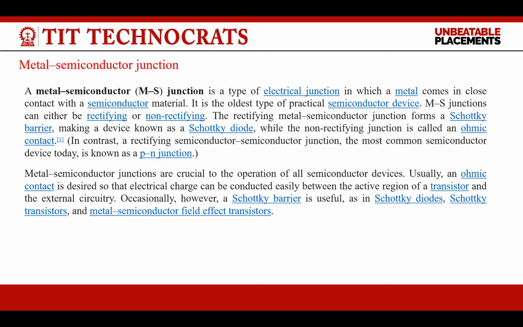And our last topic is metal semiconductor junction. It is a type of electric junction in which metal comes in close contact with semiconductor material. And the oldest type of practical semiconductor device is the metal semiconductor junction. The junction can be either rectifying or non-rectifying. The rectifying metal semiconductor junction forms a Schottky barrier, making a device known as a Schottky diode, while the non-rectifying junction is called ohmic contact. Thank you.